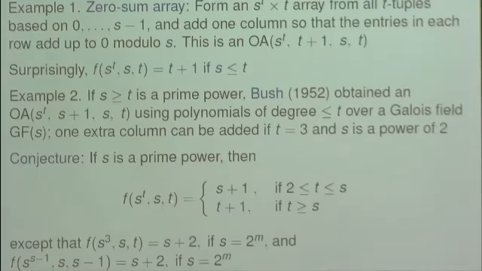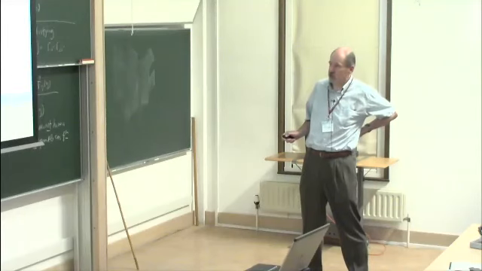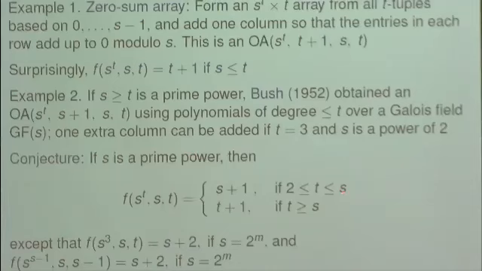So the conjecture is that the maximum number of columns that you can have in such an orthogonal array is t plus 1 if t is more than or equal to s. This is not really a conjecture, this is what I just told you; we know that that's true. This here is a conjecture that if s is bigger than t, then it's going to be s plus 1. We know that we can do at least s plus 1 through this construction, but there's a possibility that we could do better than s plus 1, except nobody knows how.